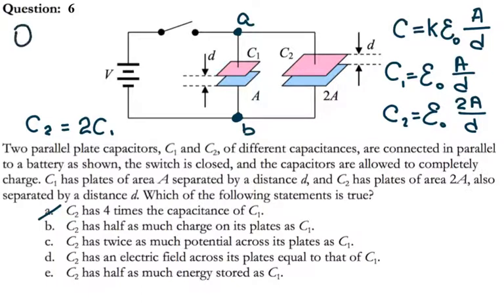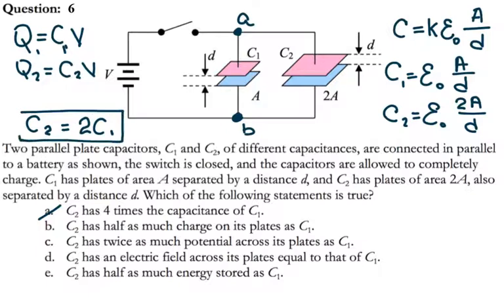Next, they say C2 has half as much charge on its plates. The charge on the first one is C1 times V, and the charge on the second one is C2 times V. And so I see that C2 is twice as much as C1, so the charge of 2 is equal to twice the charge of 1. So let's look at B. C2 has half as much charge as C1, not true.